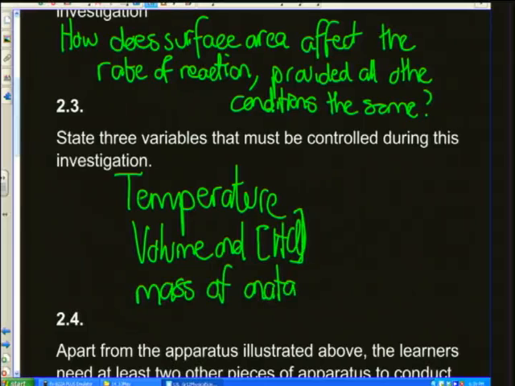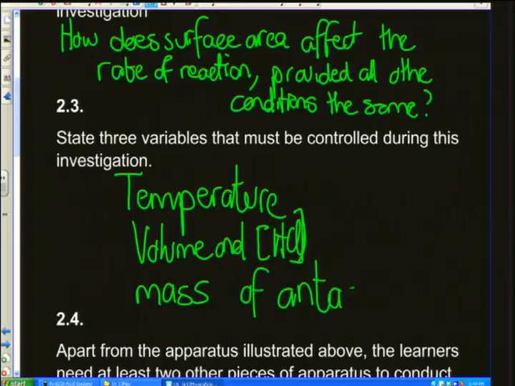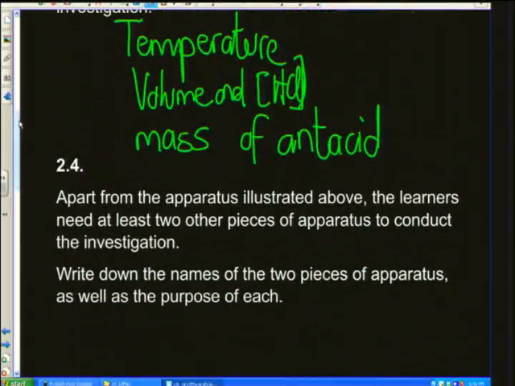No, that's spelt wrong. Wow. Do you want to see that English isn't my strong suit? There we go. Antacid. Okay, those are the three most important ones. We are going to assume we're using the same one. Okay. Then, apart from the apparatus illustrated above, the learners need to use at least 2 other pieces of apparatus.